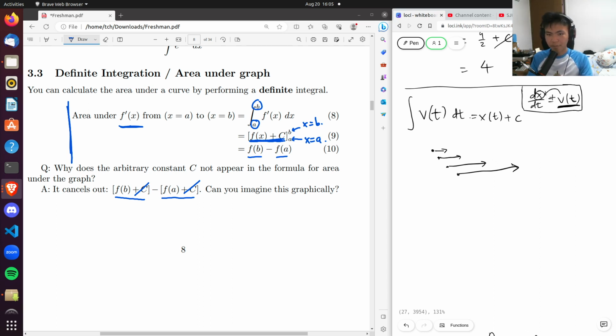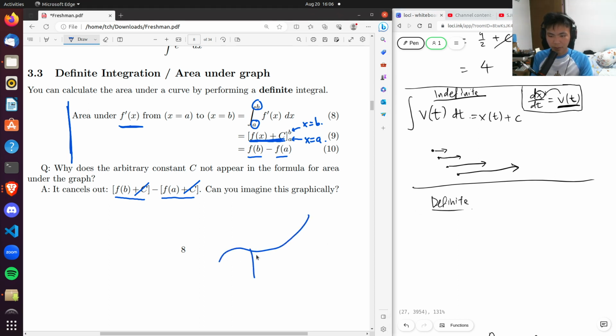Another reason, so that's kind of talking about why we need to do indefinite integration, right? But how about for definite integration? For definite integration, the reason why we want to do it is because the definite integral is the area under a graph. And roughly speaking, the area under a graph is a sum of many small rectangles. It's a sum of many small rectangles.